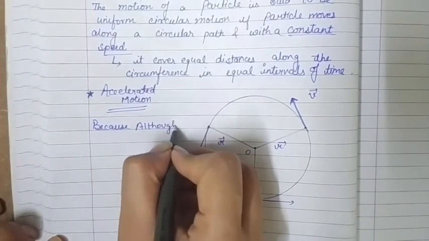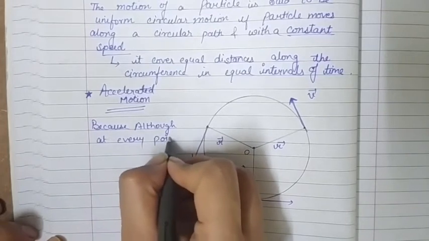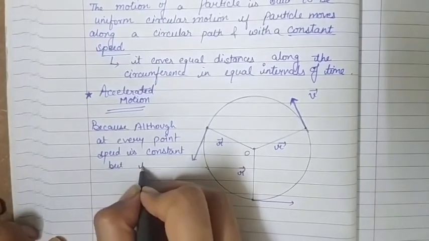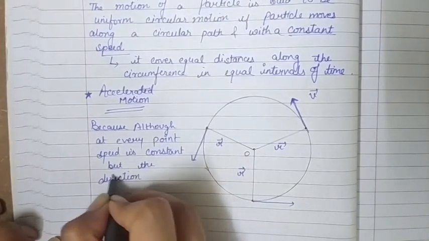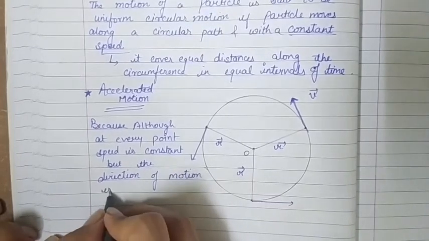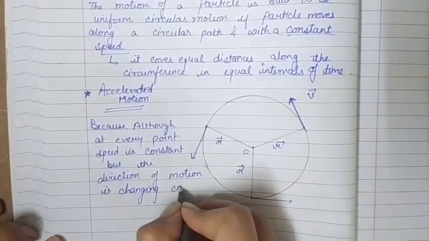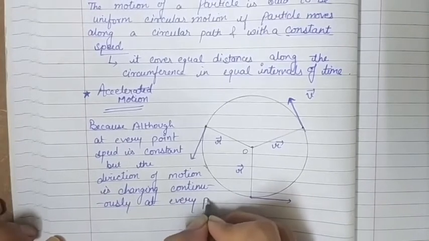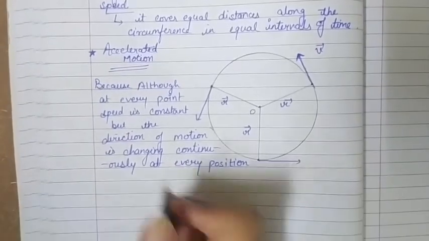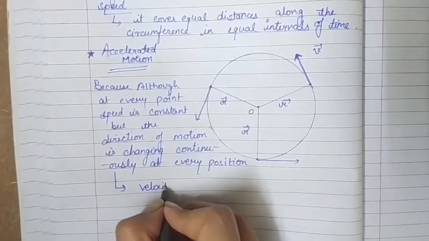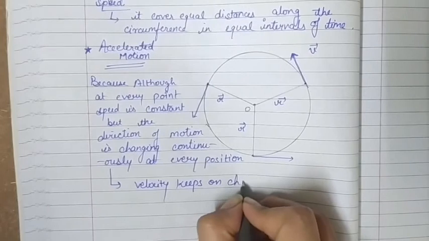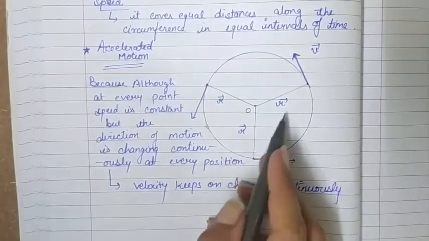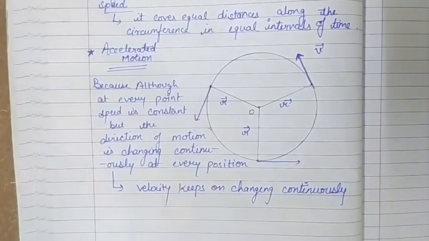So the main point is we call it accelerated motion because, although at every point the speed is constant, the direction of motion is changing continuously at every position. Since at every position it is changing continuously, the speed is constant but the velocity keeps on changing continuously as the particle moves across the circumference. The velocity keeps on changing because of the change in direction.